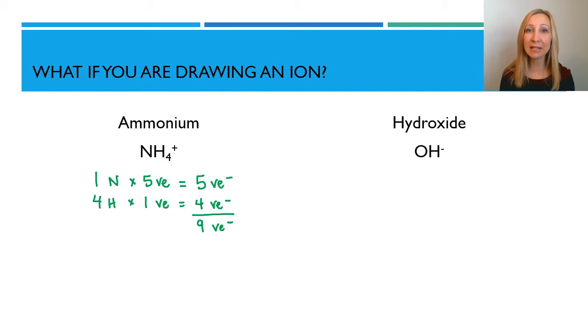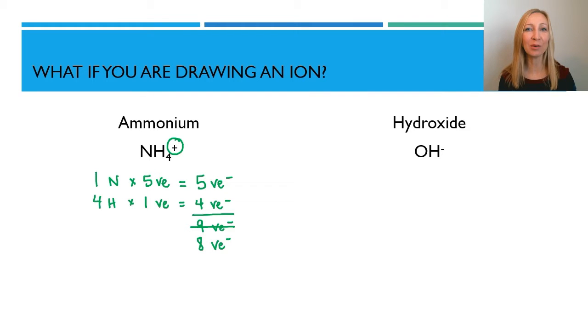But let's deal with the fact that this particle has a charge. In order to get that positive charge, it had to have lost 1 electron. So rather than having to represent 9 valence electrons, we only have to represent 8 valence electrons, which will make life easier for us later on.